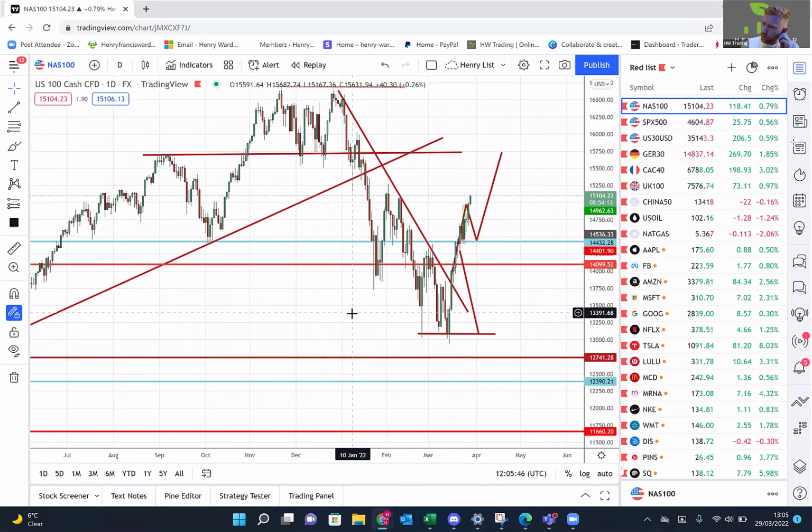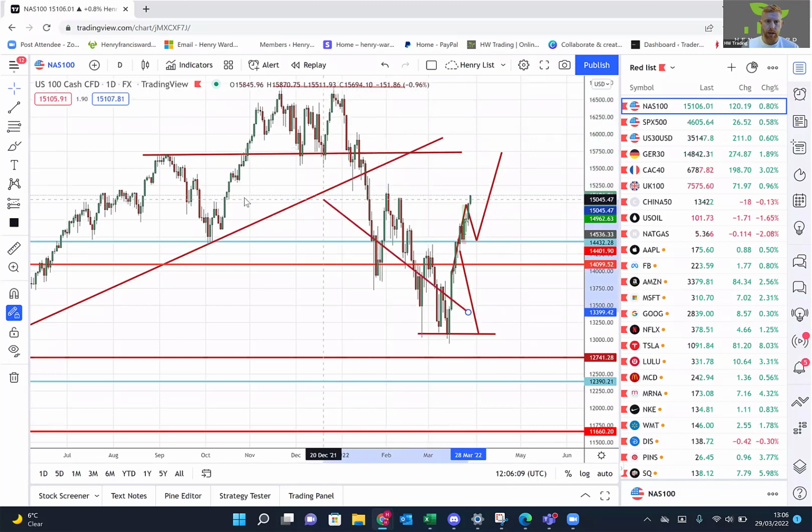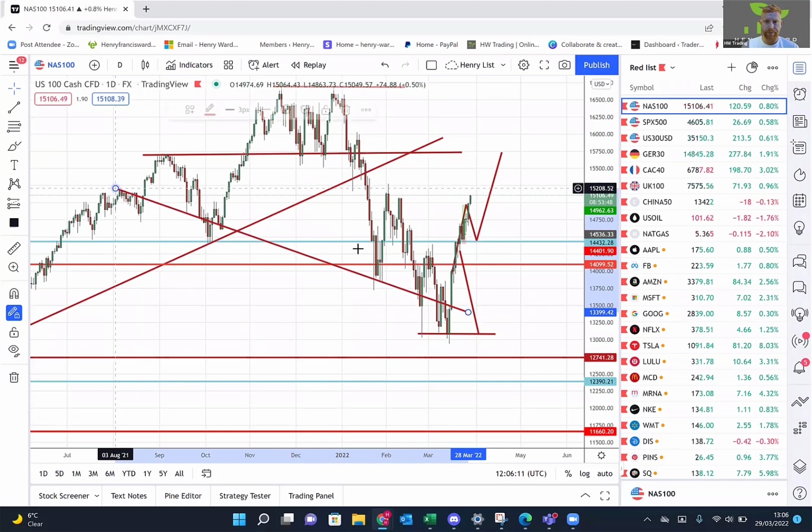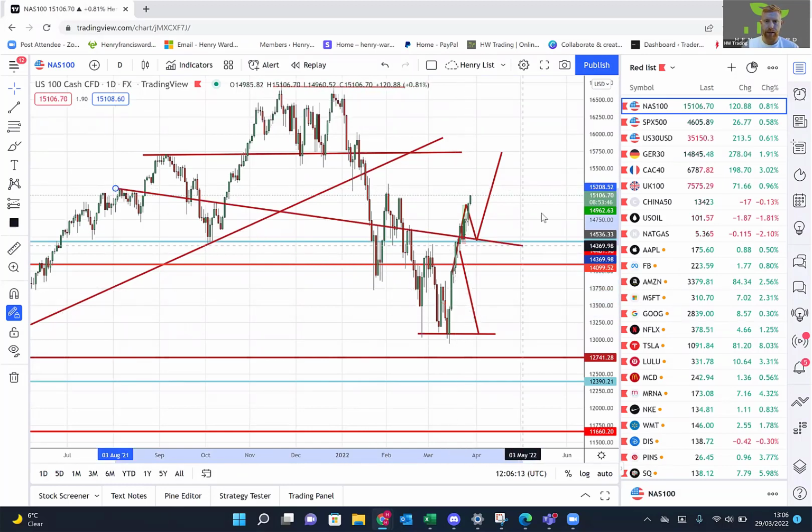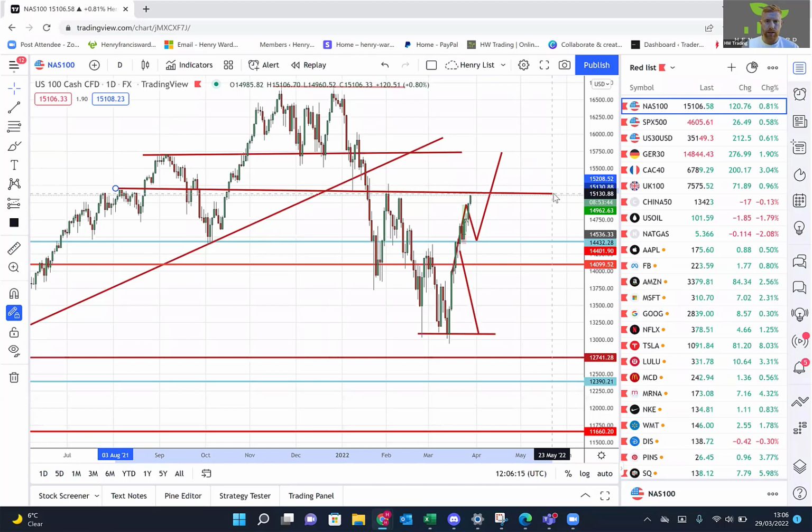Now, the question that lies is, is this something that we expect to continue going? Is it going to hit its head here at this level? Is it going to come back down into this floor here and then bounce up? So we've a couple of questions to have a look at, and to see what's potentially going to happen.